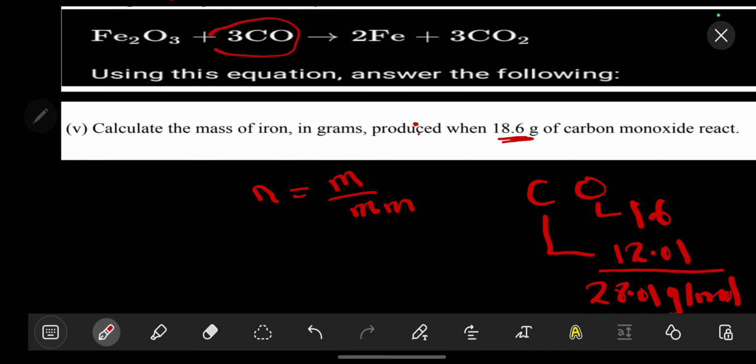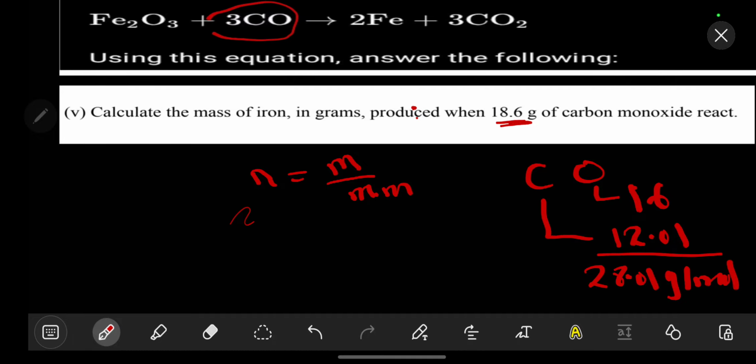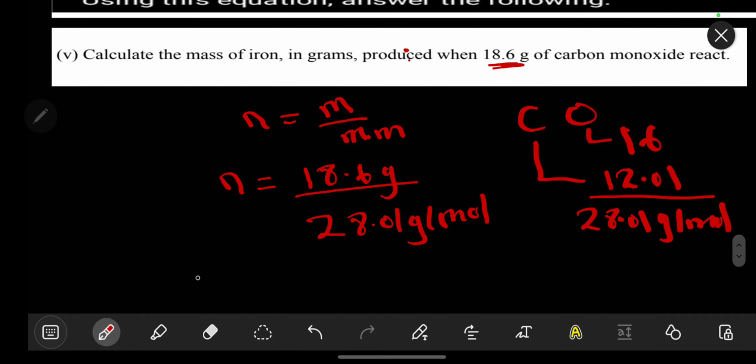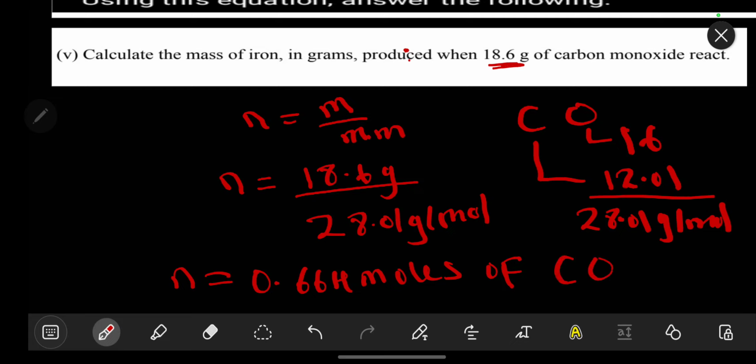Then the number of moles should be equal to our mass, which is 18.6 grams, over the molar mass. Remember, the molar mass is just the mass of 1 mole of the substance, so it doesn't matter what value is here, we don't multiply. So the number of moles is found to be equal to 0.664 moles. So these are the moles that are present in carbon monoxide.